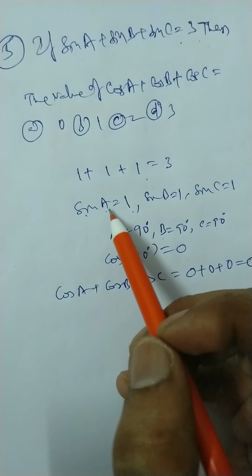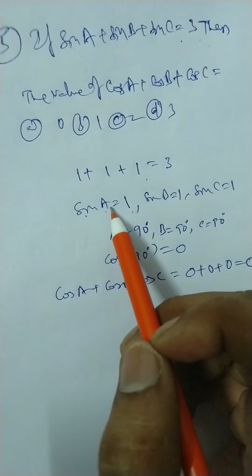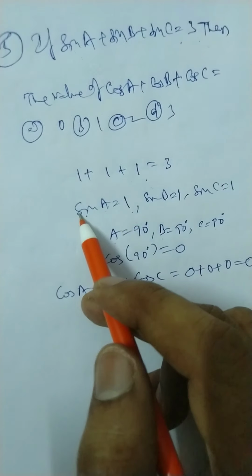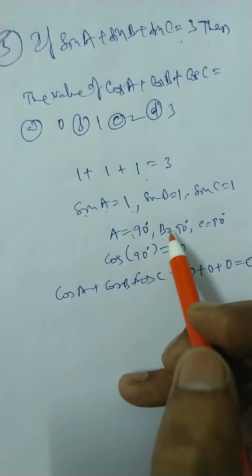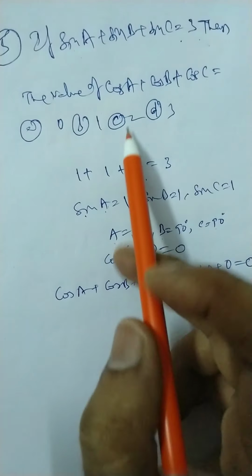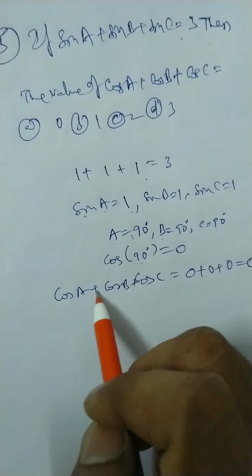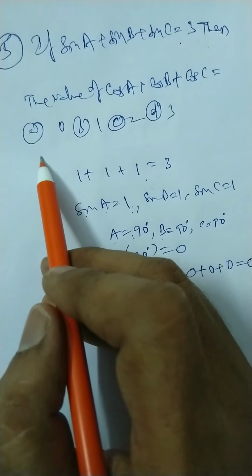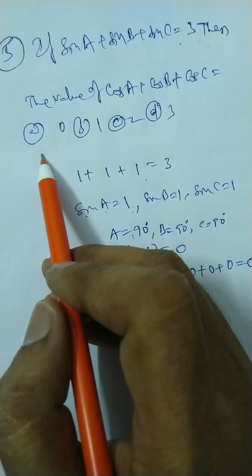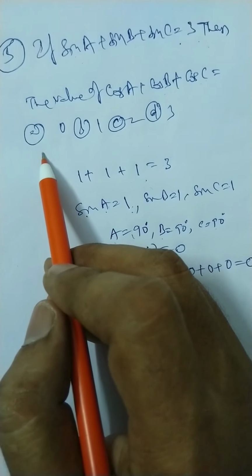So applying this trick, we have sine A = 1, sine B = 1, sine C = 1. And we know that only for 90 degrees is the sine of the angle equal to 1. So A = 90, B = 90, C = 90. So cos of 90, because we need to calculate cos A plus cos B plus cos C. So cos of 90 will become 0. Substituting that value, the answer is 0. So option A is correct. I hope you understood this problem.